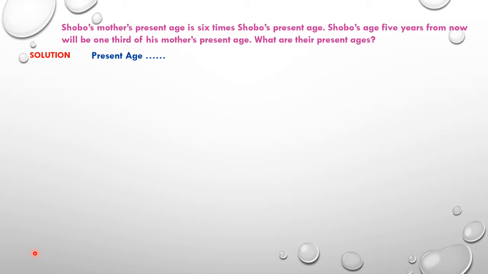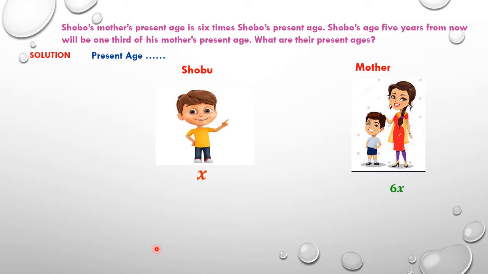Let us talk about the present age of both the son and the mother. As you can see, Shobo, let us assume that his age is x. Then what about the mother? As you can see, his mother's age will be 6 times his age. So can you just suggest what can be his mother's age? Correct. His mother's age will be 6x. It is 6 times Shobo's age.